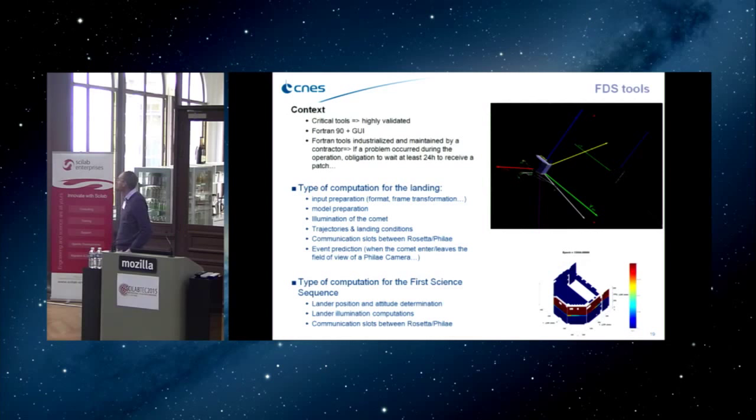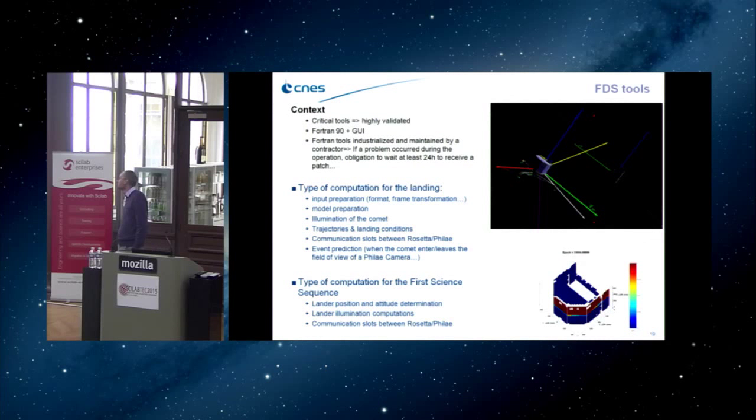So for the landing, we're doing several kinds of computation. First, we have a lot of input preparation. We exchange a lot of data with other teams, scientific data, operational data with European Space Agency and so on. So we have a lot of work to change the format, to adapt it to our internal format and tools. We have some model preparation. We receive, for example, the outgassing from the comet, but we cannot use it directly in our tool. You have to do some processing. You have to be sure that the model is correct, so to validate what we receive.